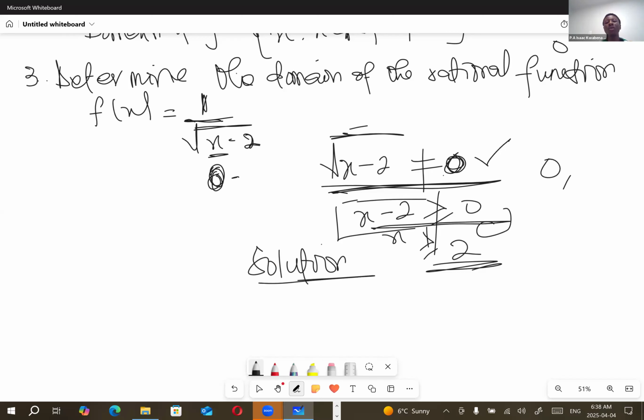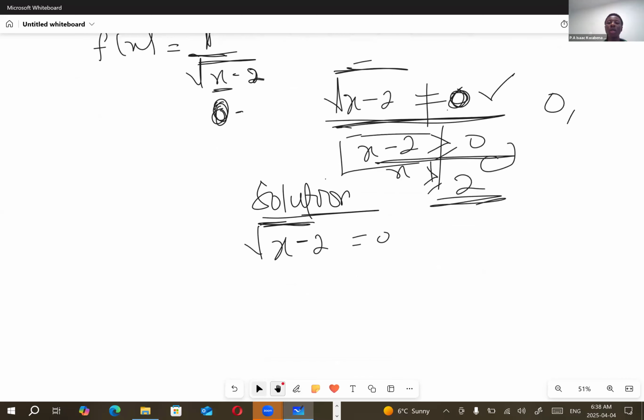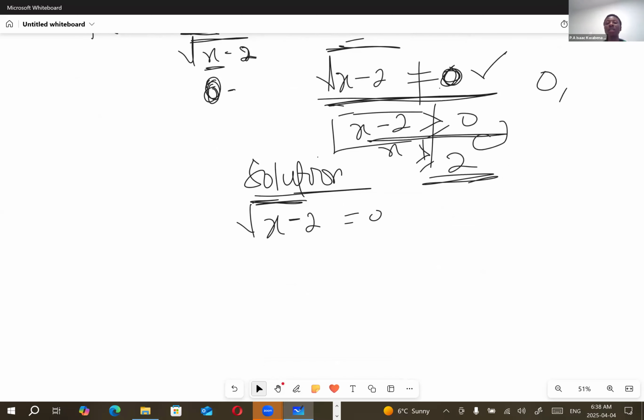Solution. Before you begin, don't you set the denominator to 0? Adjoa, this is one of the things you do. That's the first thing. You said it. So you can solve this now. Yes.